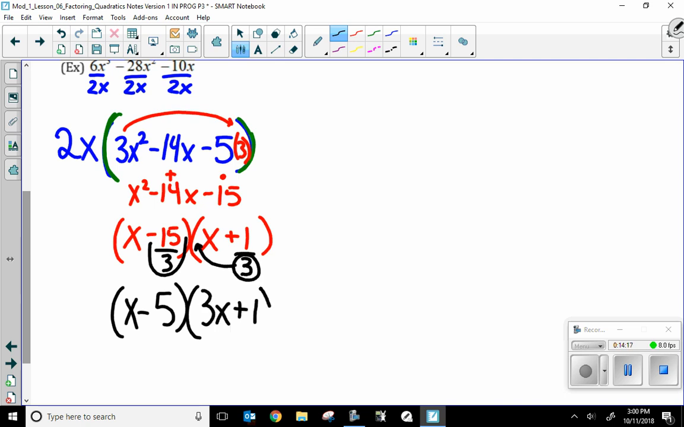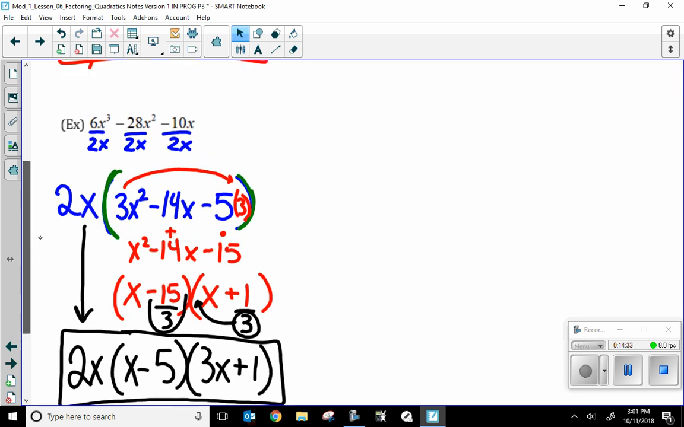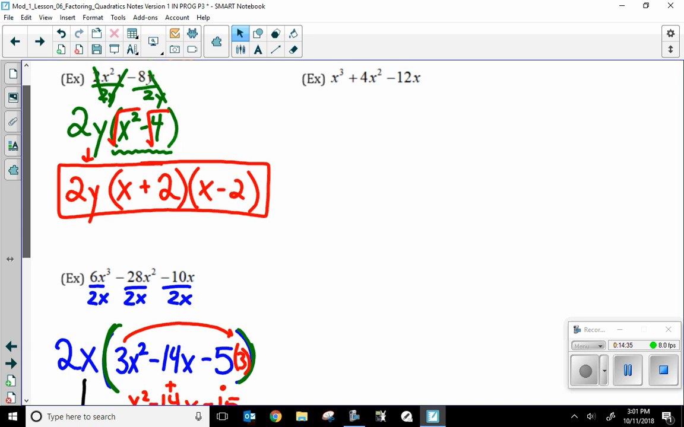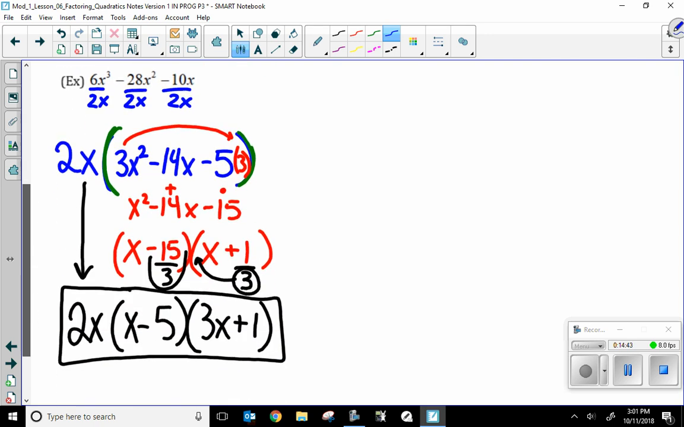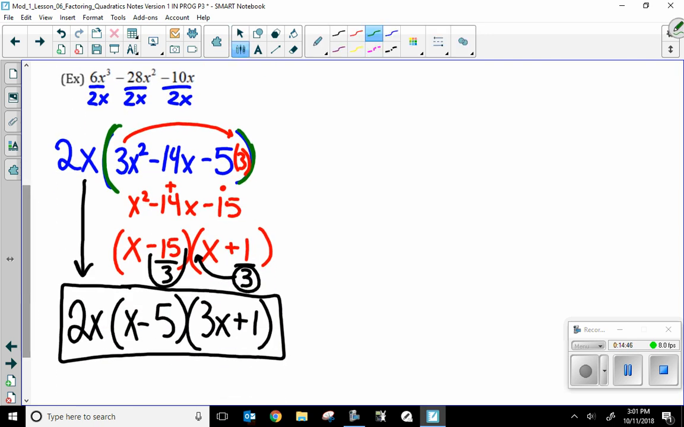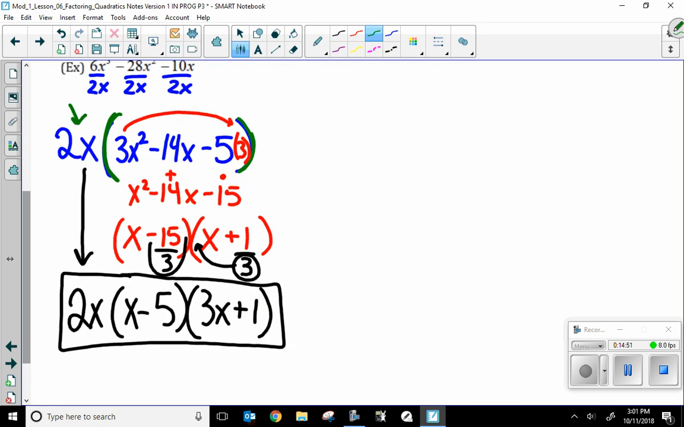3x plus 1. I am not done, because I cannot forget, in my answer, I still need my 2x out here. And I am done. So I've done more than one factoring task to solve both of these problems. This first one, greatest common factor, then a difference of perfect squares. The second one, greatest common factor, then slip and slide for the rest.